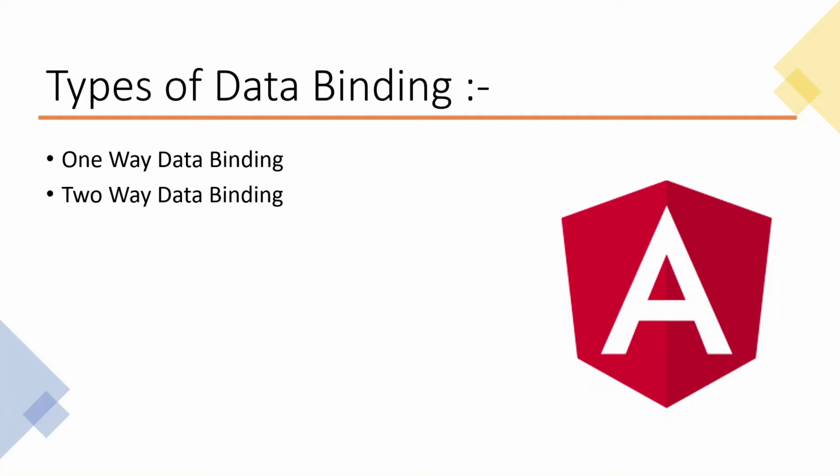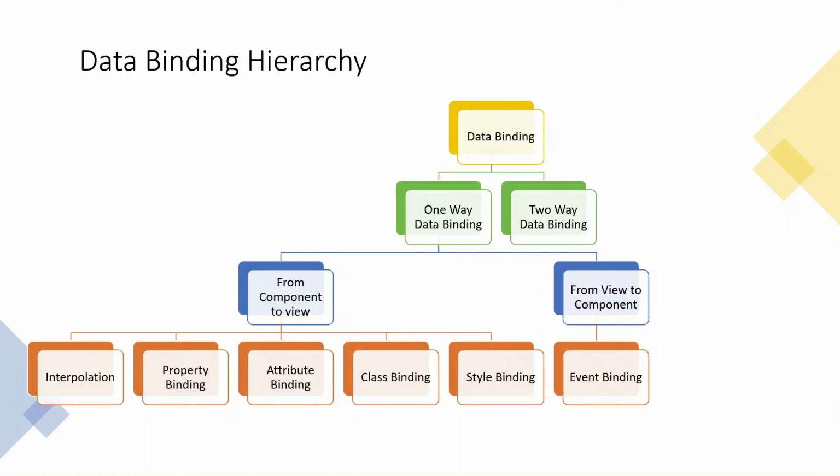Now, let's understand the data binding hierarchy with a hierarchy tree. If you see this hierarchy, you can see at the top node we have data binding. Data binding are of two types. One-way binding and then we have two-way binding. One-way binding means we want to bind the data from the component to the HTML DOM and from the HTML DOM to the component, but in one way.